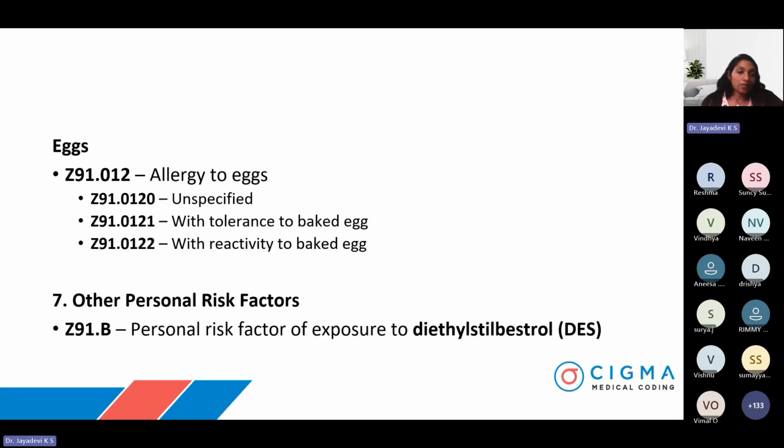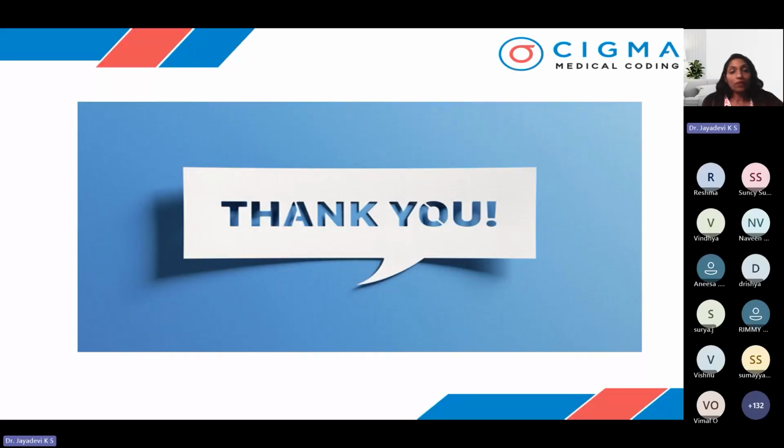Other personal risk factors, you can use is at Z91.8B, that is DES, diethylstilbestrol, which was given as a contraceptive pill. So that's all regarding the ICD-10-CM 2026 update. I hope that's clear to you and useful to you.